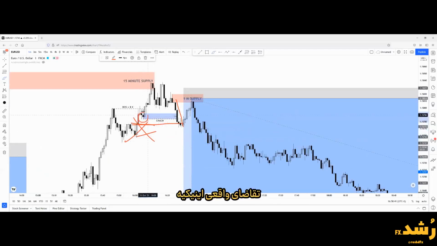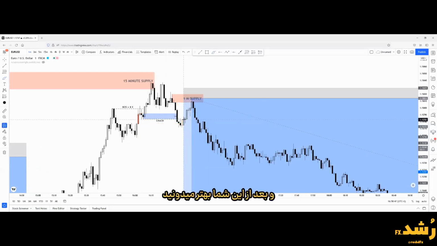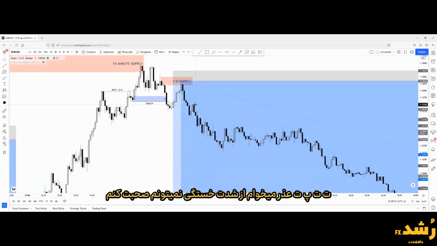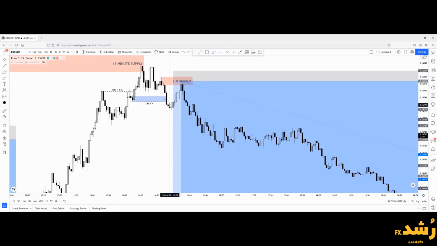The real demand zone is this one. And the real change of character happened on this line. This is the change of character. And after this, you know the rest. I use the equilibrium M3 again on the 50% of this candle. And the rest of it, sorry, I can't talk, I'm so tired. The rest is history, right?